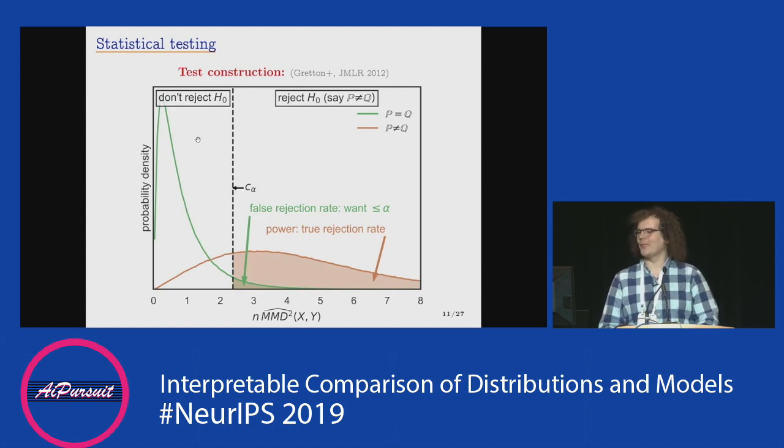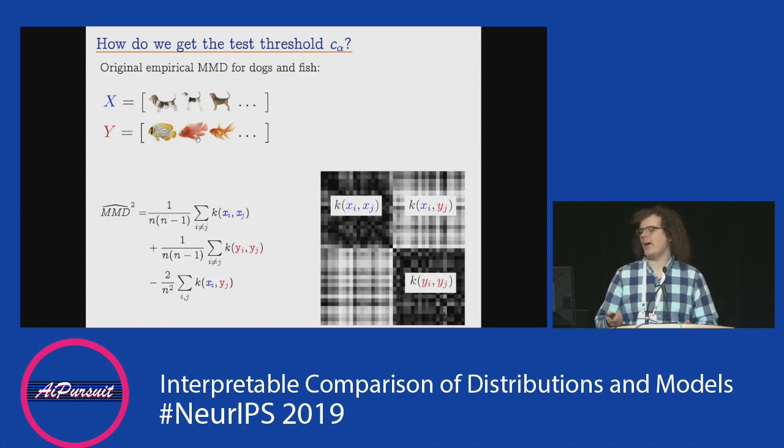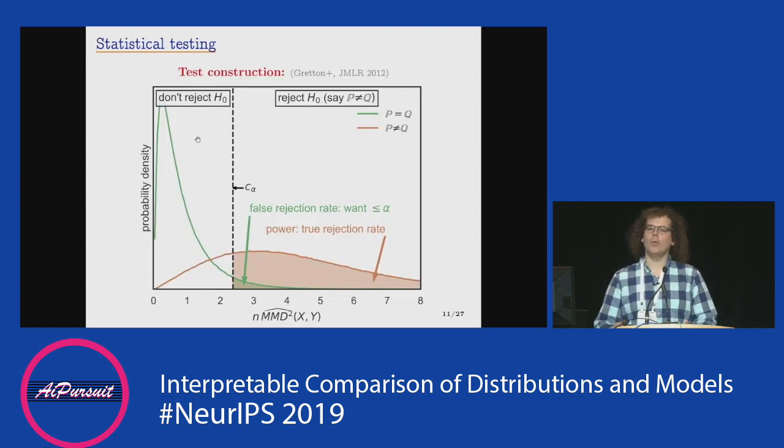Oops, too far. Sorry. So let's go back to dogs and fish. And this is just a reminder of what we're doing. So we take our dogs and fish, we build a kernel matrix, and then we estimate the MMD. Now the question is, how do we find this C alpha, right? This asymptotic distribution, we know it exists, but it's a little complicated to figure out exactly where that threshold would be.